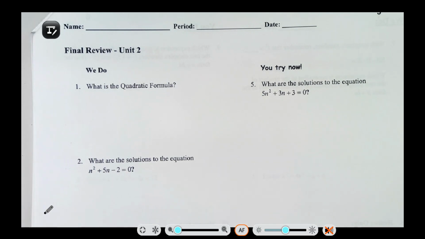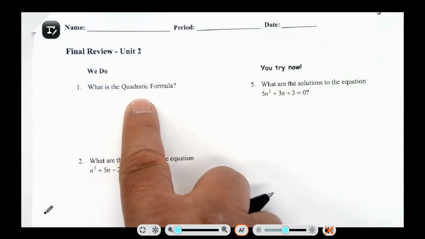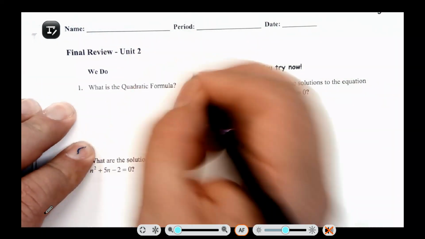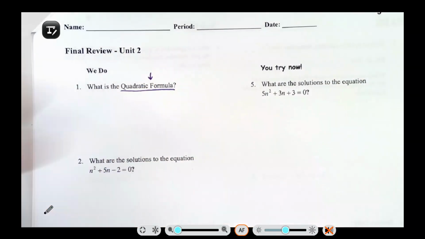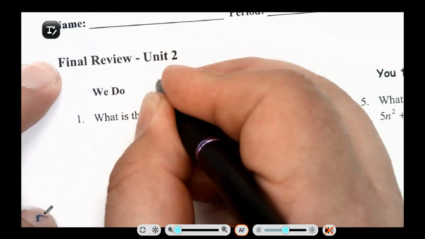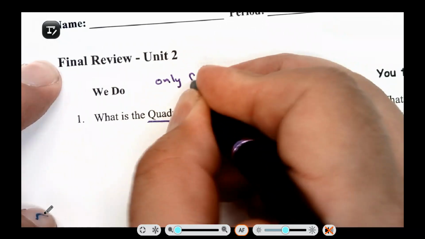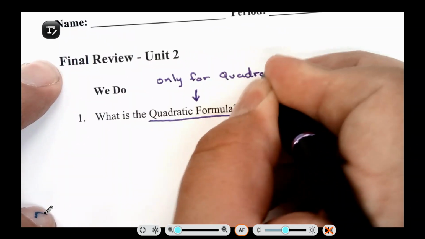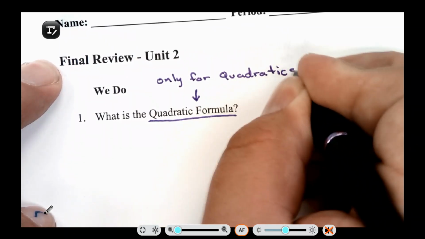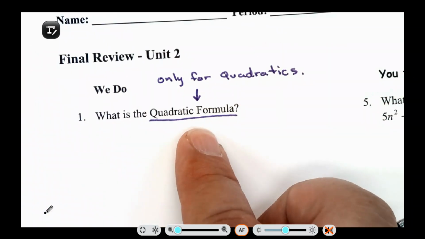What is the quadratic formula? Well, remember, quadratic formulas only work for quadratics. That's the first thing. So the quadratic formula, as we mentioned, it is only for quadratics. Remember, it's got to have that power of 2. If not, we're not allowed to use this formula.